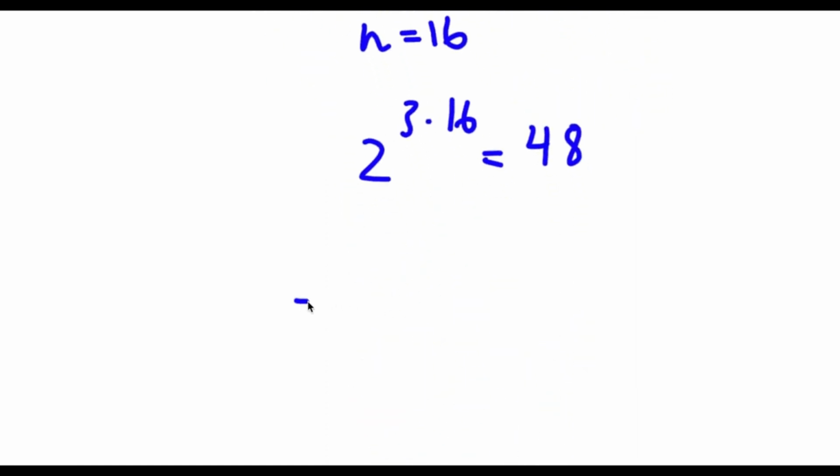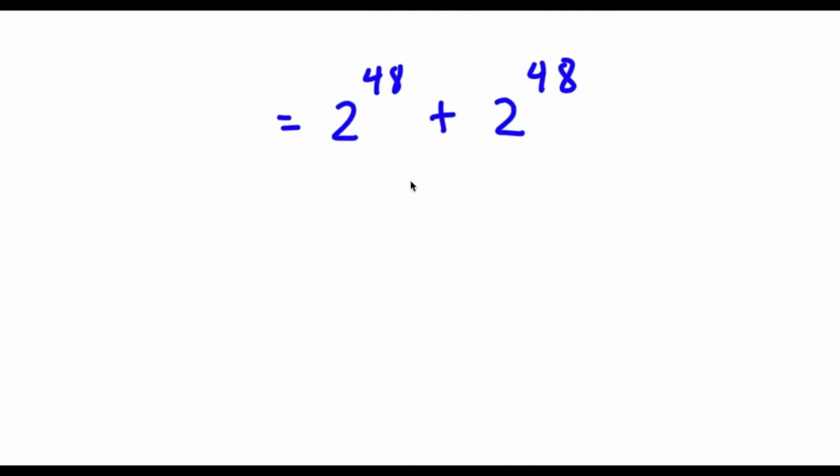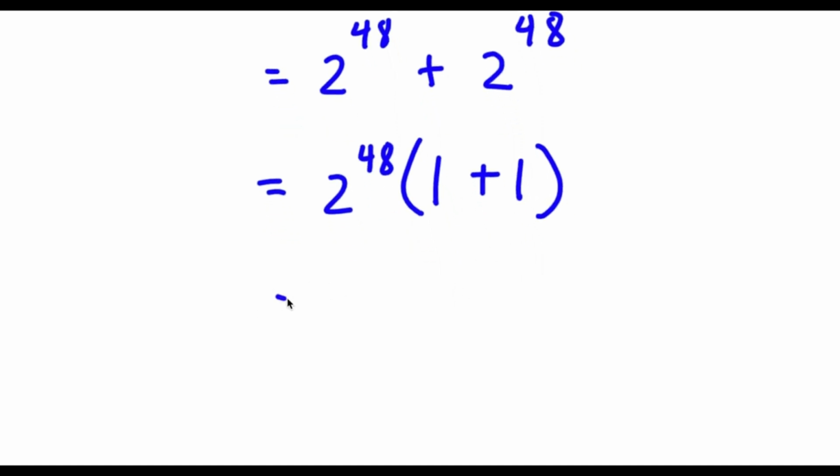So now I have 2 to the power of 48. So now I have 2 to the power of 48 plus 2 to the power of 48. So now from here, if I factor out 2 to the power of 48, I get 2 to the power of 48 times 1 plus 1, because 2 to the power of 48 divided by 2 to the power of 48 is 1. Now 1 plus 1, that's equal to 2. So now I have 2 to the power of 48 times 2.